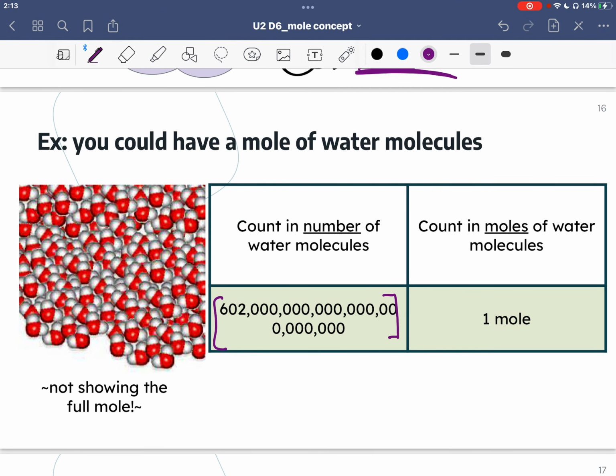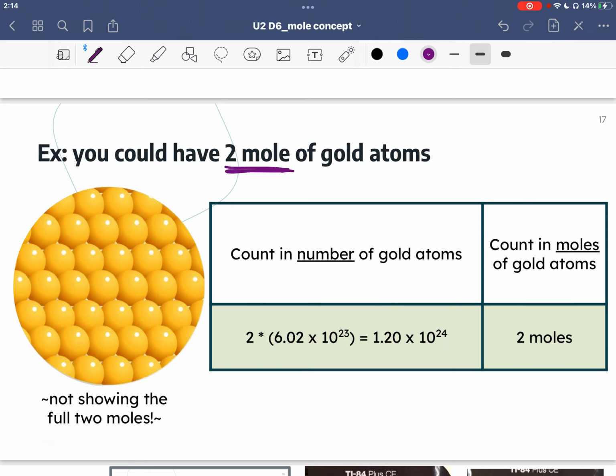You could also have 2 moles of something. So for example, here I have 2 moles of gold atoms. Obviously, I'm not showing all 2 moles, but I would show that as 2 times 6.02 times 10 to the 23rd, or 1.2 times 10 to the 24th gold atoms. But instead of writing out this giant inconvenient number, I can also just call this 2 moles.